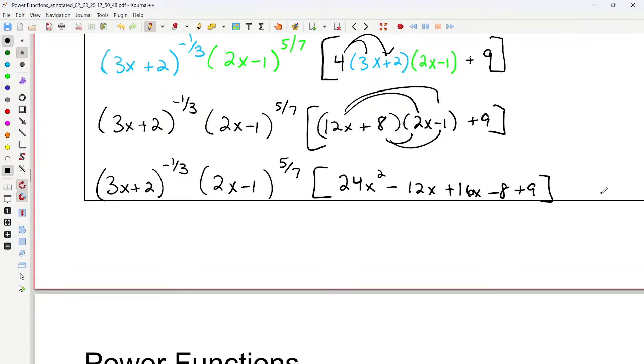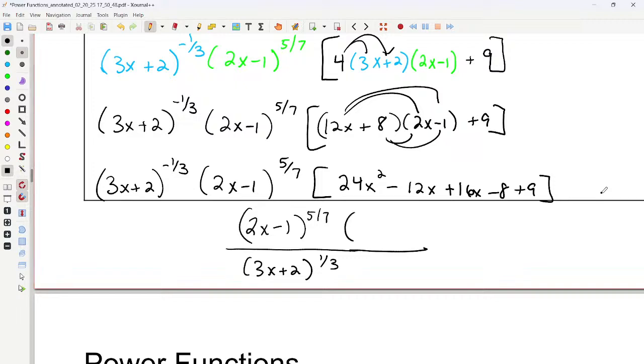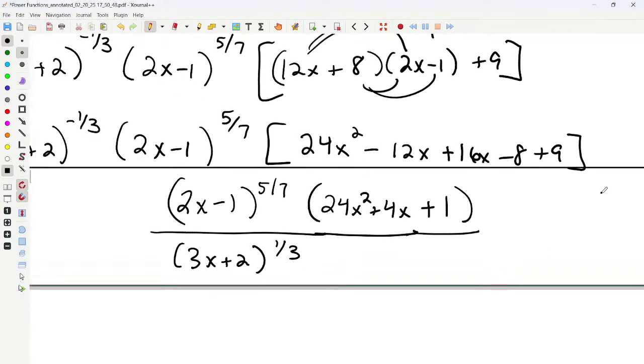So I'm not doing this as quickly as I did at the end of last time we were together. Here's that, has a positive exponent, stays put. This is going down below, change the exponent to positive, and then we're going to get this quadratic factor of 24x squared plus 4x plus 1. And voila, like magic. It looks absolutely insane.